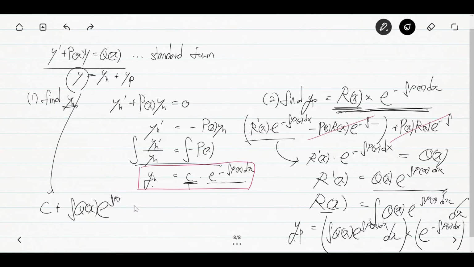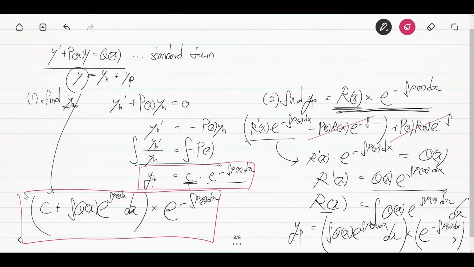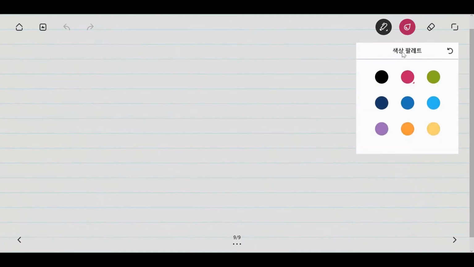Now let me write that again. This is the formula for this equation. Now we're going to solve some practice exercises.